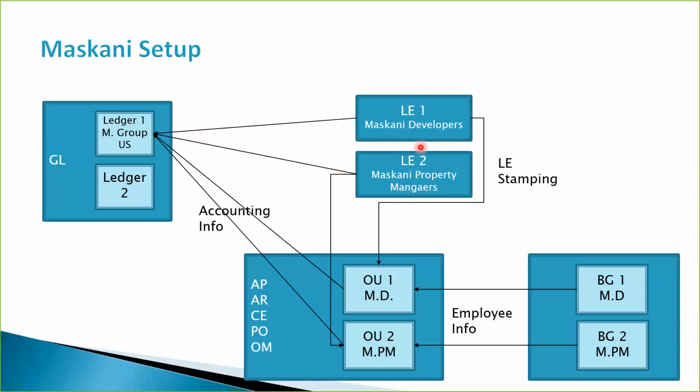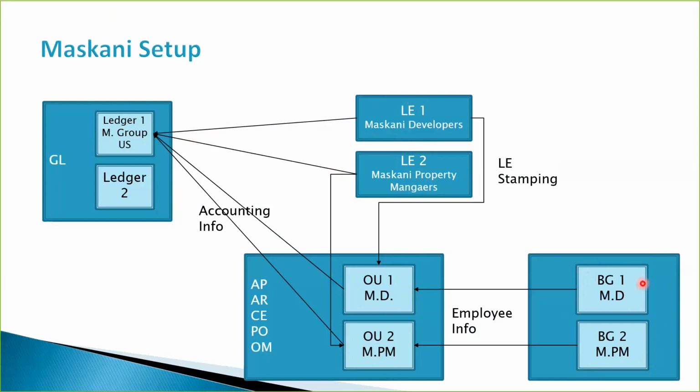So when it comes to our operating units, we are going to have one operating unit for Mascani Developers, and then we are going to have another operating unit for Mascani Property Managers. Bad spelling there. But it's Mascani Property Managers. But remember, before we set up the operating units, we have to define a business group, because as we are going to see, when we are creating the operating unit, we are going to have to associate it with a business group.